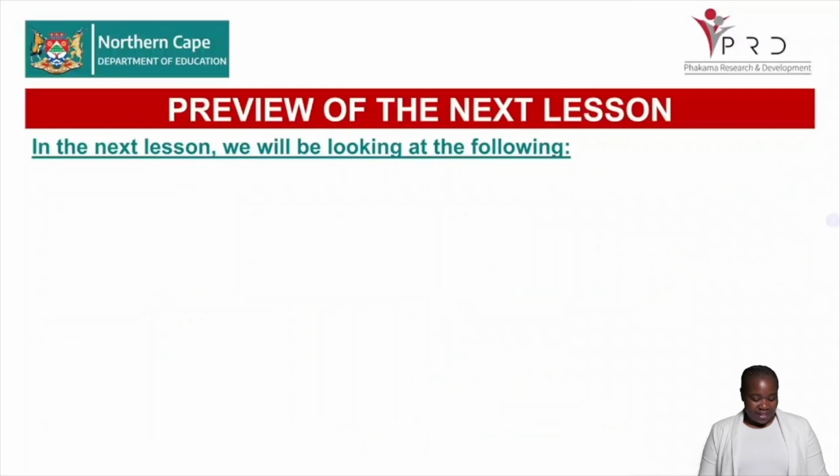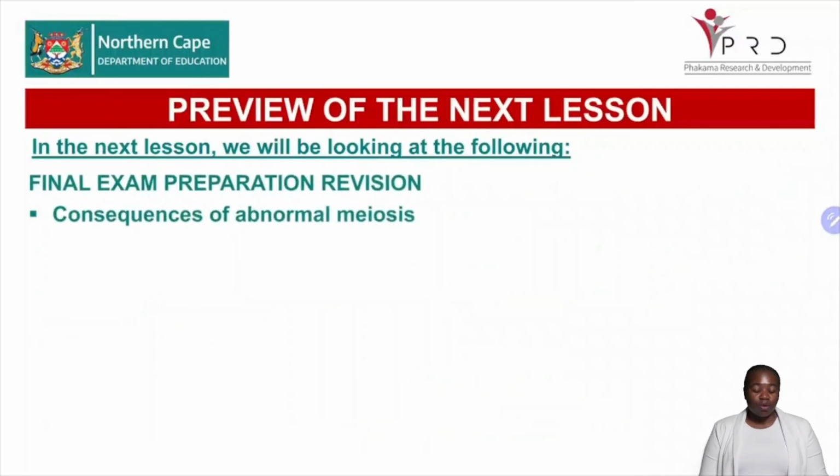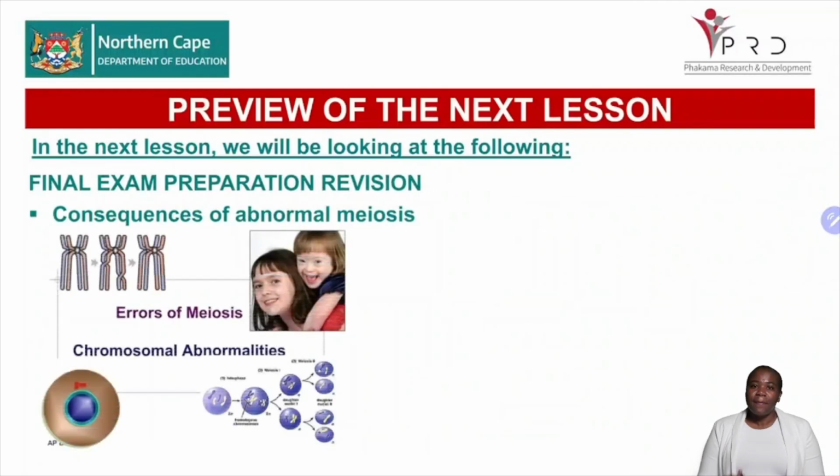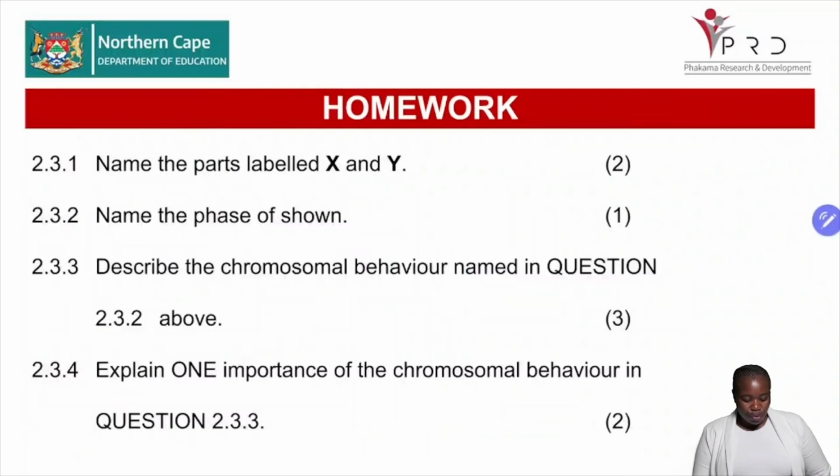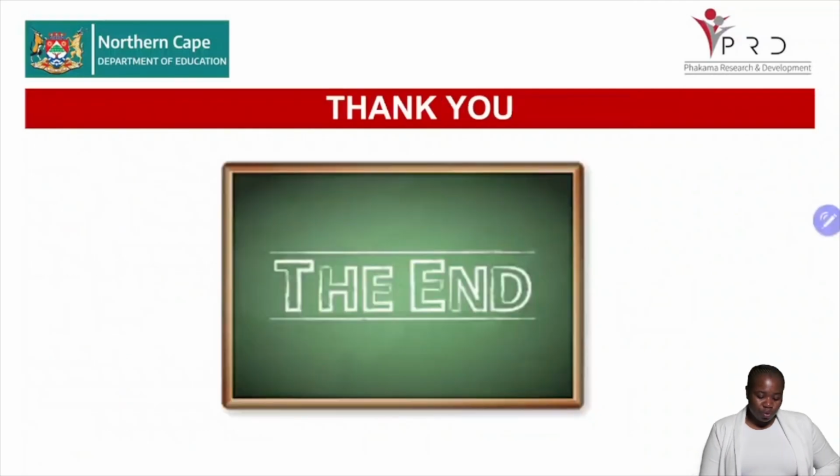Okay, now in our next lesson, we will be looking at the consequences of abnormal meiosis. So we've looked at how meiosis would normally take place. Now we will look at what happens if meiosis fails to take place normally, the consequences of abnormal meiosis and what it results in, which is basically Down syndrome, right? For your homework, we have another diagram on meiosis. Make sure you go through it so that you can be able to make some corrections during the lesson.